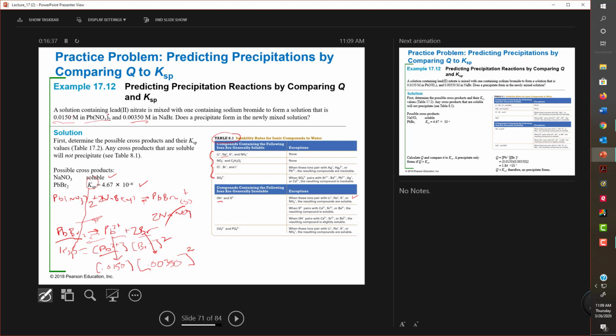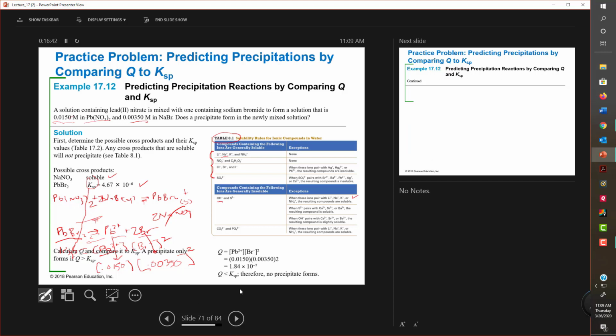All right, let's see. I'm going to click this. It may get a little messy here, but here it is. Just like we said, this should be squared. It's not raised to the second power there. There's a little typo right there. So we should get 1.84 times 10 to the negative 7. Let me just make sure that's right since there's a typo there. So we take 0.0150 and then we multiply that by 0.0035 squared. And yeah, we get that number.